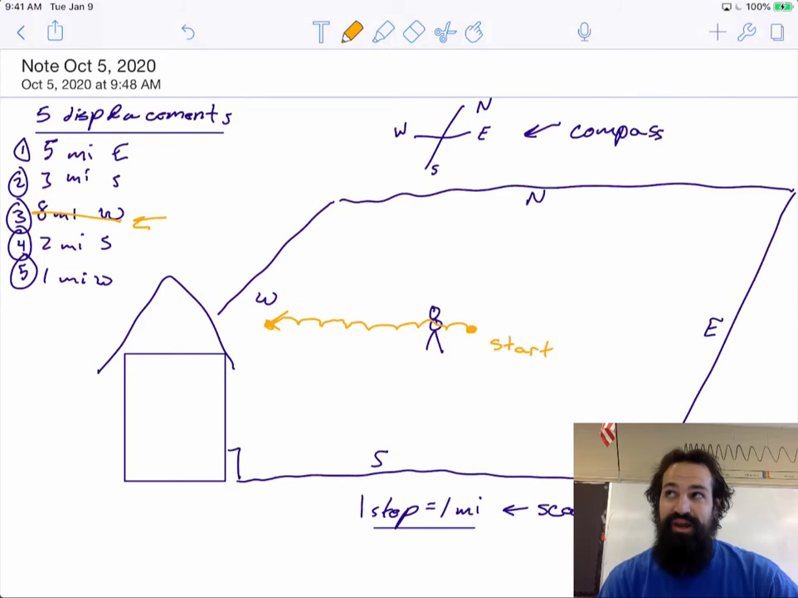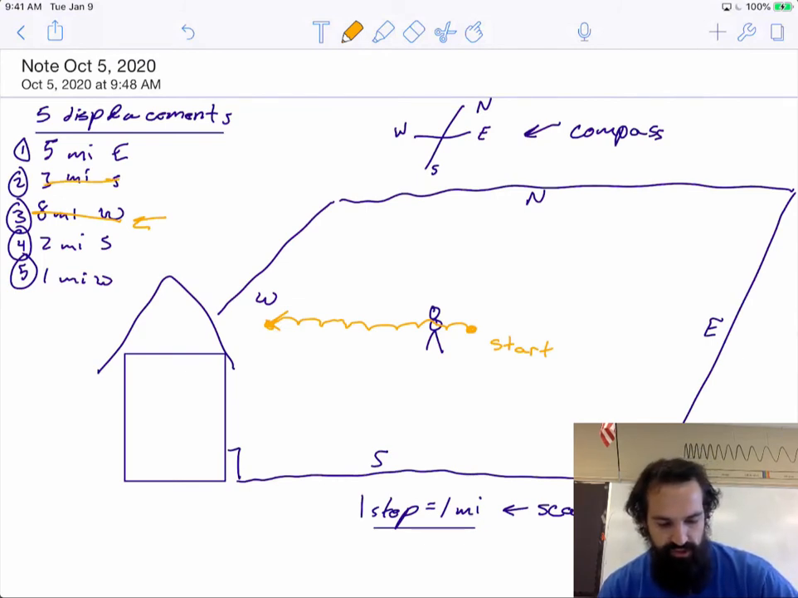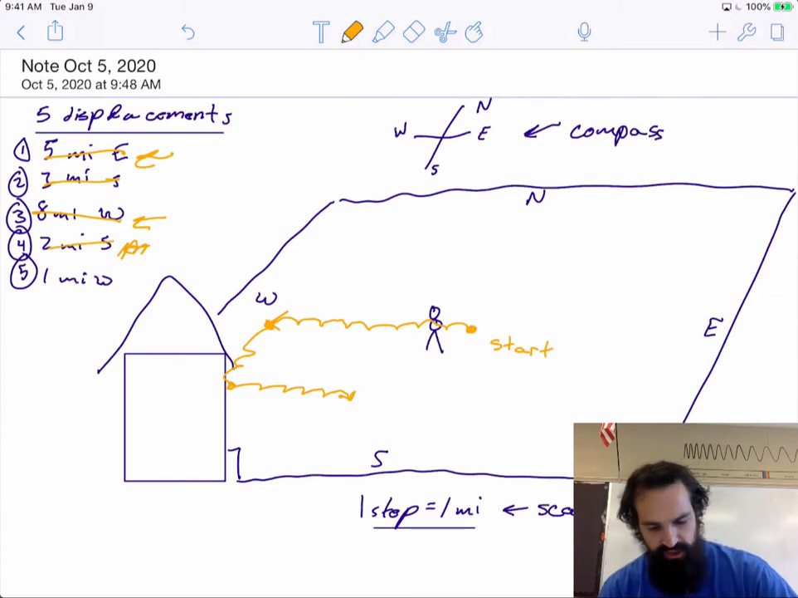So now I'm going to choose any of the other 4. I'm going to choose 3 miles south. 1, 2, 3. Cross that off. And now I'm going to choose 5 miles east. 1, 2, 3, 4, 5. And then 2 miles south. 1, 2. And then my last one, 1 mile west. And now you mark your ending point.